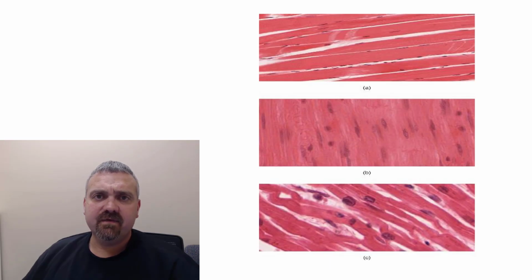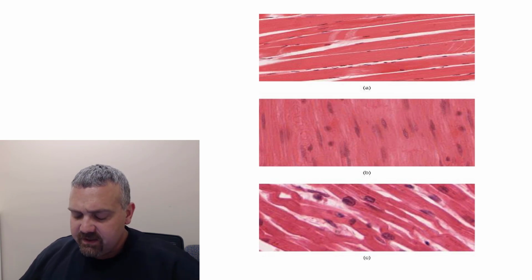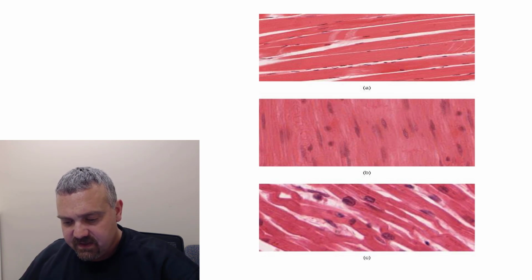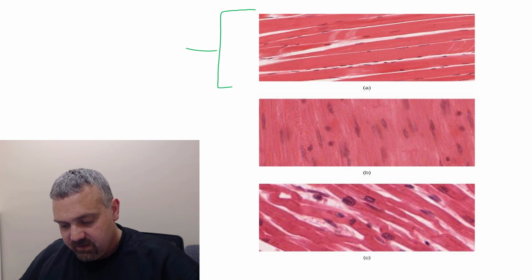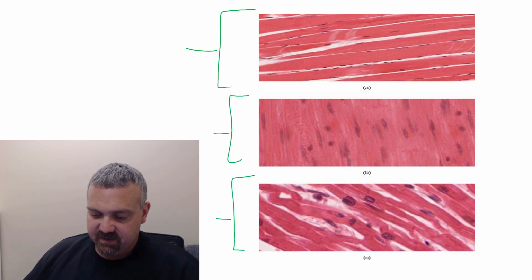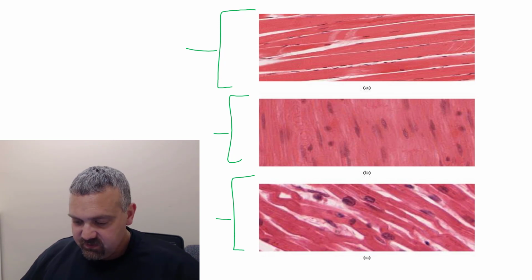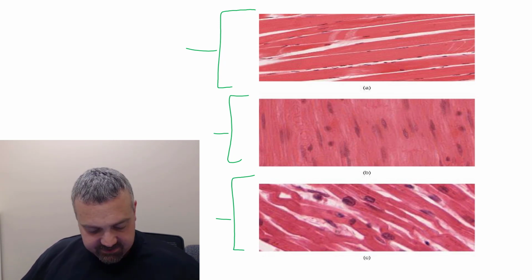Dr. O here. In this video, I want to walk you through the three types of muscle tissue. Let's go ahead and get started. All right, take a look here. What we're looking at is, on the top, we have skeletal muscle. Here in the middle, we have smooth muscle. And here on the bottom, we have cardiac muscle. I'm going to go to individual pages to show you some details here.